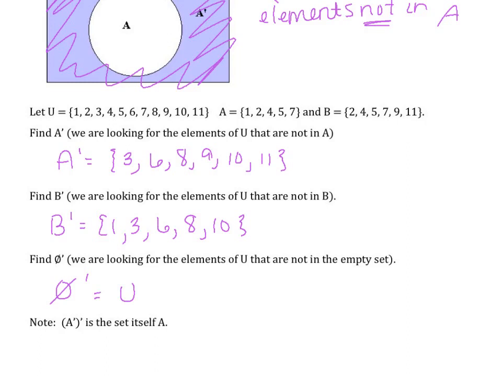And then as a side note, the complement of A complemented is the set itself. So anytime we see a complement to a complement, they kind of cancel each other out, giving us the set itself. So if we have the complement of B and we want to take the complement of that, these cancel out, giving us just the set itself.